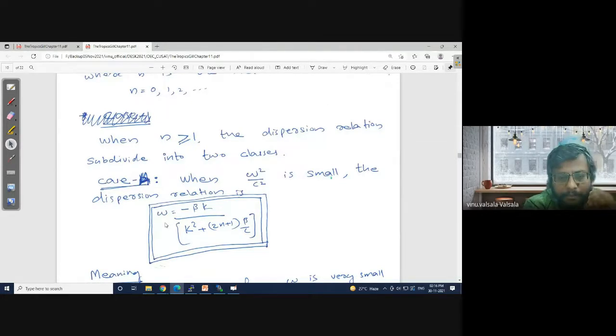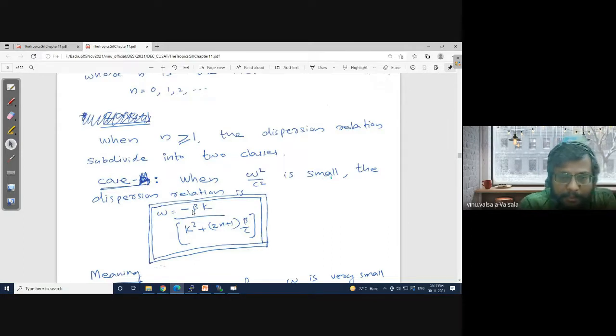Propagation speed of the wave is equal to minus beta by k square plus 2n plus 1 beta by c. So what does that mean? Propagation speed is negative. What does that mean in the Cartesian system? This wave always propagates to the westward direction. That is one property of the wave.